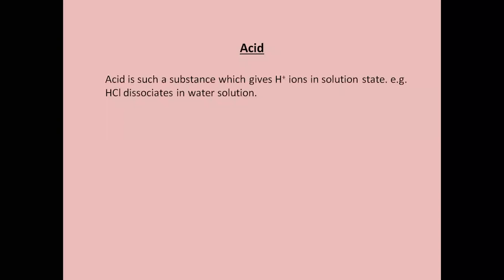So the other definition of acid which we are going to learn today is, acid is such a substance which usually gives H plus ions in the solution state. For example, HCl dissociates in water solution. Now let me explain every term given in this definition. Acid is that substance which contains H plus. मतलब जो भी solution के अंदर hydrogen present होगा in the form of hydrogen ions will be termed as acid. And specifically we are using the term solution state. क्यों? Acid will show its behavior only in the presence of water.